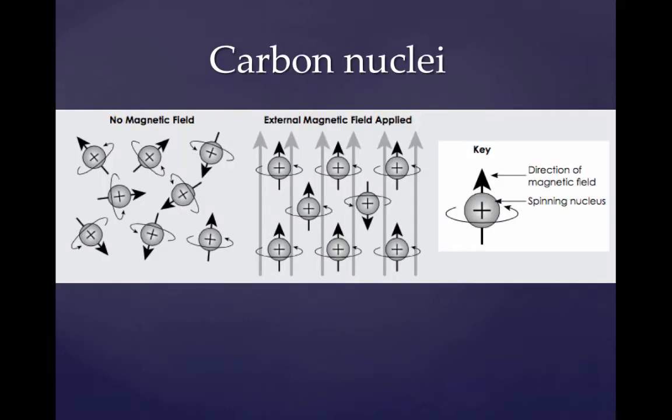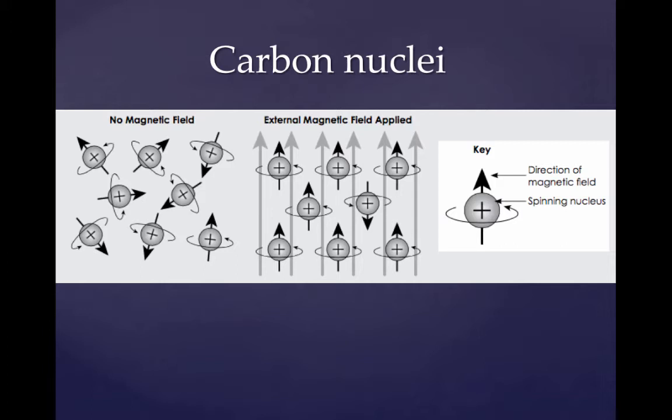This type of spectroscopy is concerned with the magnetic properties of carbon 13 nuclei. About 1% of all carbon atoms exist as carbon 13, whilst the rest are mainly carbon 12. Unlike carbon 12, carbon 13 nuclei behave like little magnets, which can either align with an external magnetic field or against an external magnetic field.